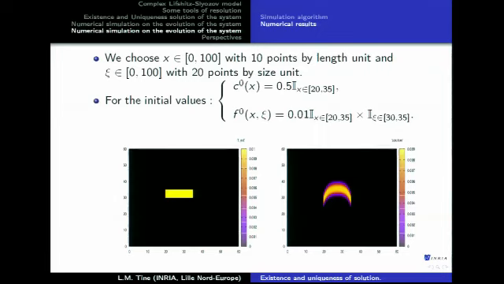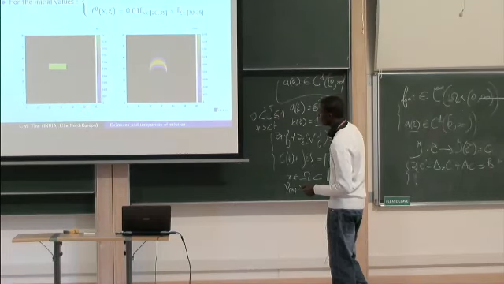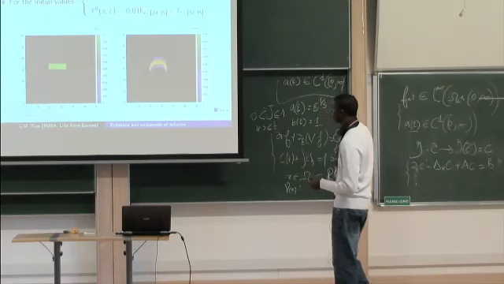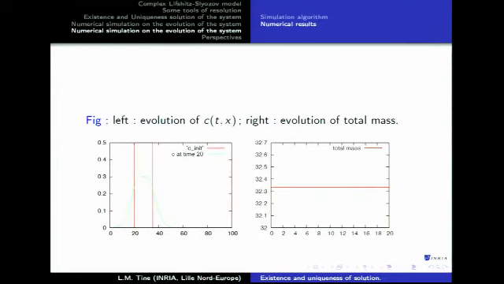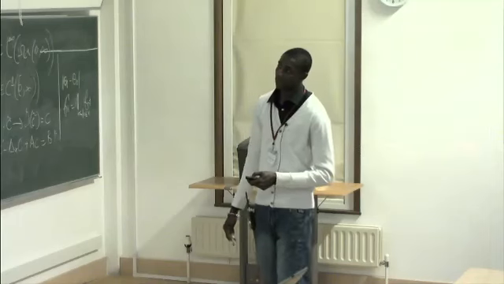Here we have the initial size repartition function of the macroparticles. On this axis we have the position of the particle. Here we have the size of the particle, and at time t equal to 20 we have this behavior of the size repartition function. For the concentration of monomer, we choose this initial value. We suppose that our monomer is locally dense, and at time t equal to 20 we have the following behavior of C, and of course we have total mass preservation, which we can see in this picture.